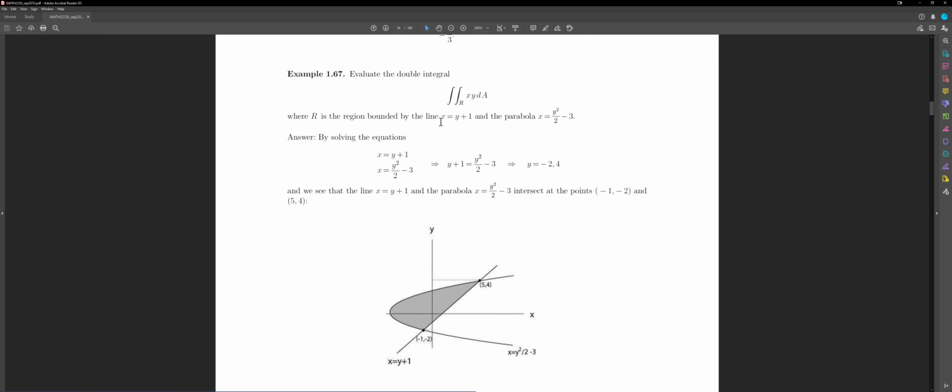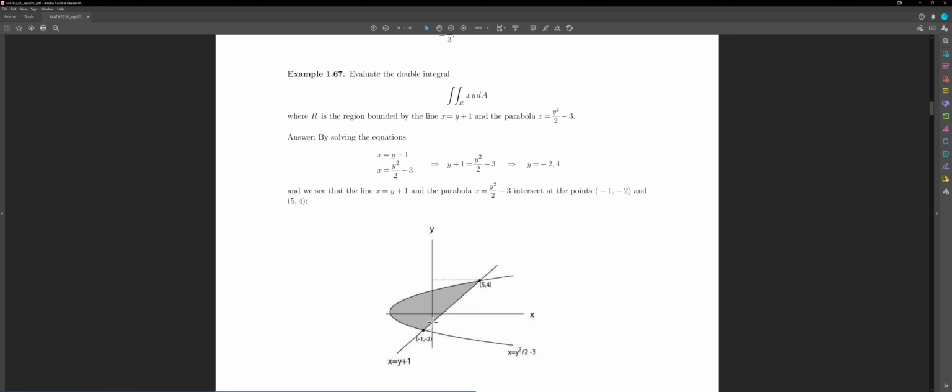So you want to graph both of these. x equals y plus 1 is just a straight line. If you carry the 1 across to the other side, you get y equals x minus 1. That tells you this is a straight line with an intercept of minus 1.